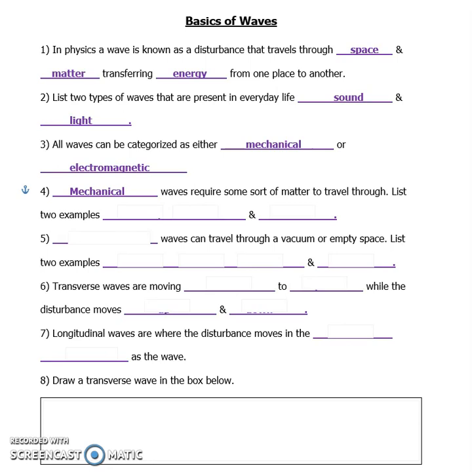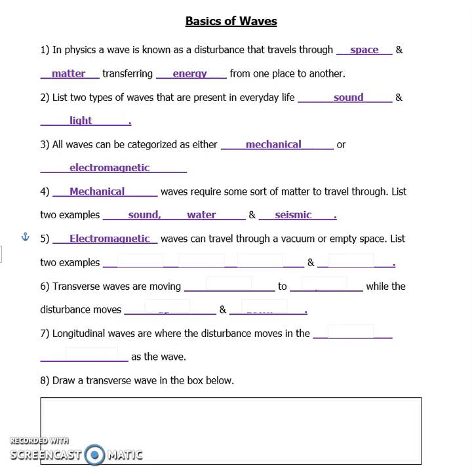Mechanical waves require some sort of matter to travel through. This means that they could not travel through a vacuum. Some examples of mechanical waves could be sound waves, water waves, or seismic waves. Seismic waves being like an earthquake.